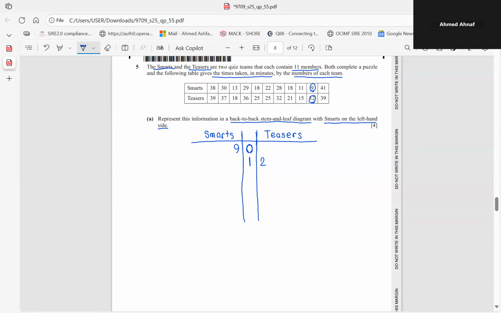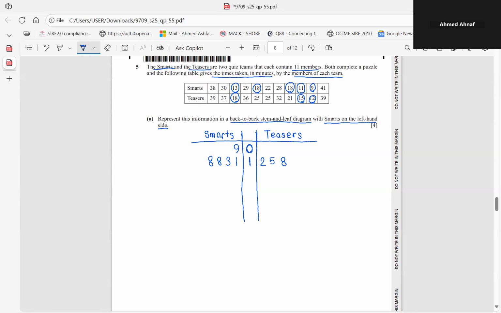Now let's look for numbers with the first digit 1. For the Smarts we have 11, 13, and two 18s. Yeah, that's all. So 11, 13, 18, 18. And then for the Teasers, we have 12, 15, and 18. So 12, 15, 18.